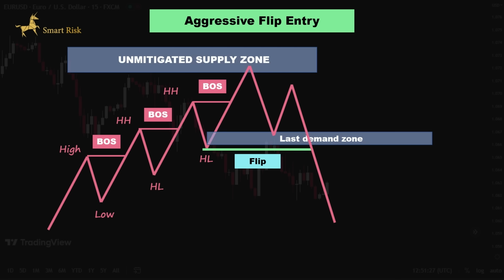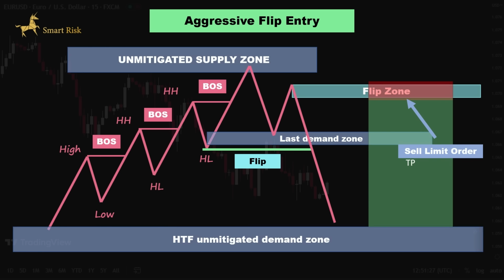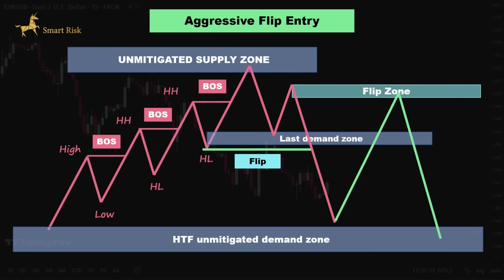Based on the aggressive entry, after identifying the correct flip pattern, first we should highlight the flip zone created by the wave, which flipped the recent demand zone. Then we set our sell limit order at the lowest point of the flip zone, and we will wait for price to activate our order. Also, we should place our stop loss a couple of pips above the flip zone, and we should target the next unmitigated demand zone as our take profit. Let's apply these steps to the real price chart.